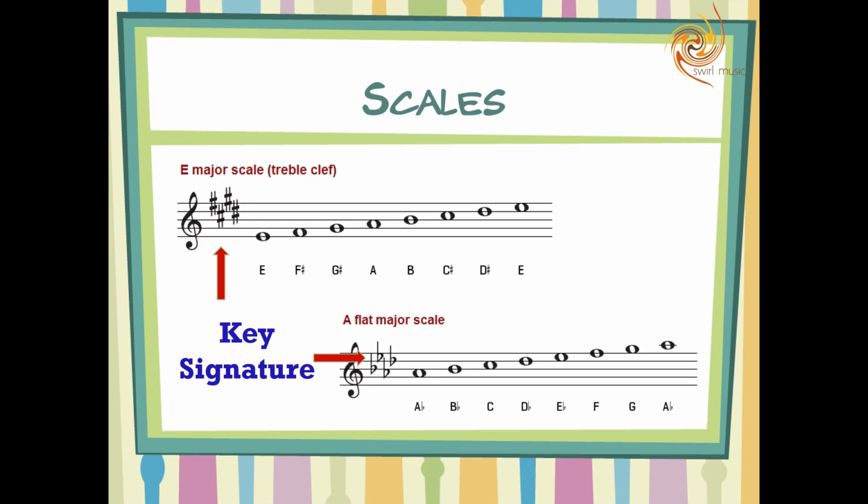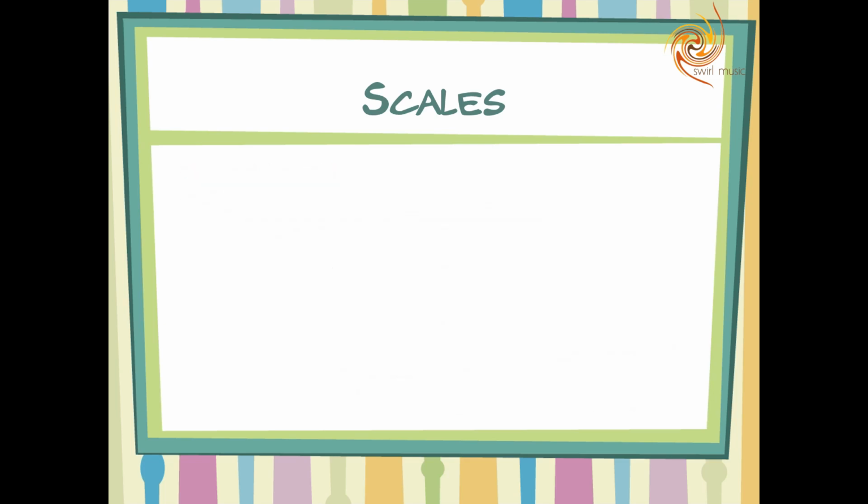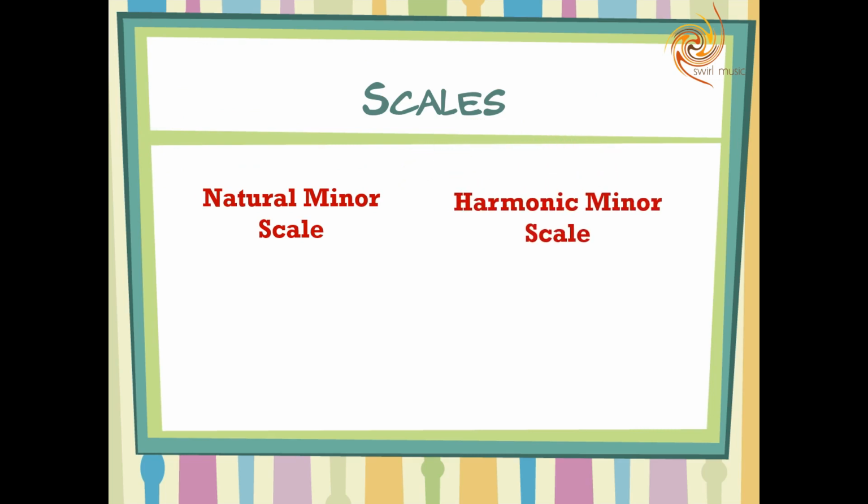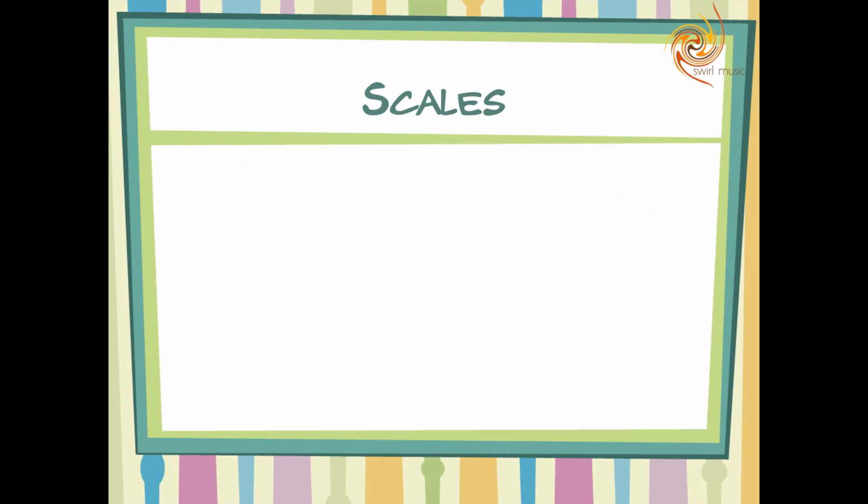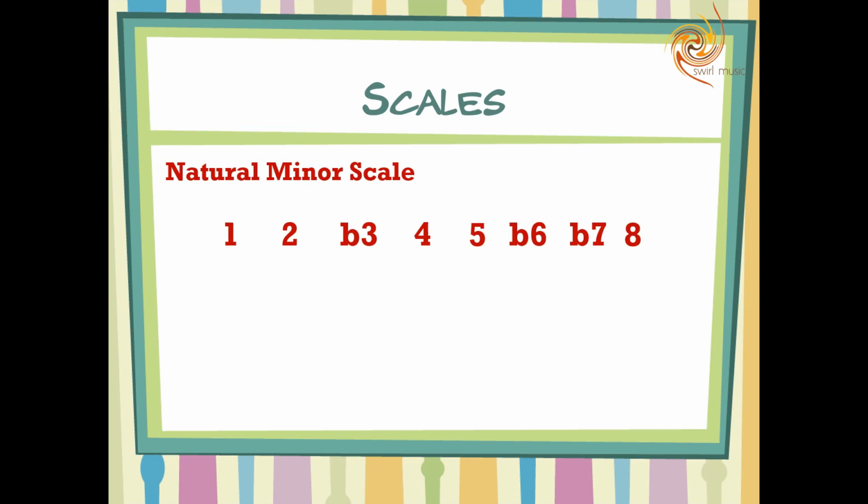Apart from the major scale, we also have minor scales. You have the natural minor scale, harmonic minor scale, and the melodic minor scale. In a natural minor scale, the third, fifth, and sixth note of the scale is flattened. So the C natural minor scale notes will be C, D, E flat, F, G, A flat, B flat, and C. It will sound like this.